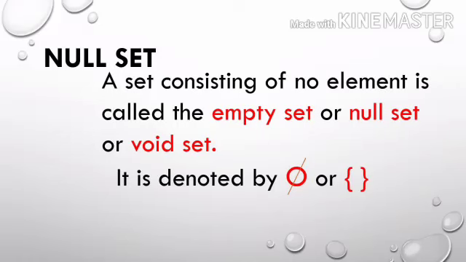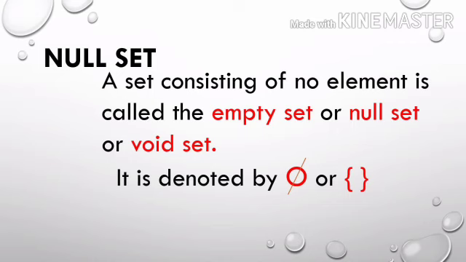Definition of empty set or null set: a set consisting of no element is called the empty set or null set or void set. It is denoted by the circle on a line. The symbol is called phi or empty braces. That is, the set that does not have any elements is called null set or empty set.